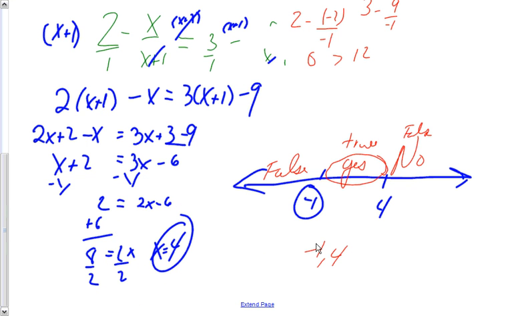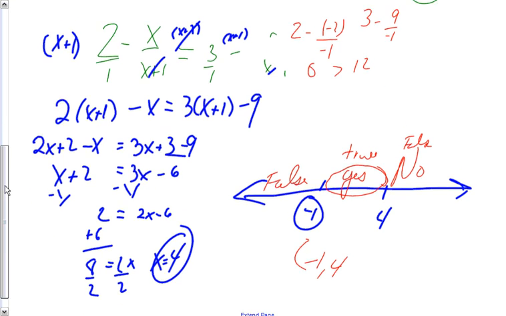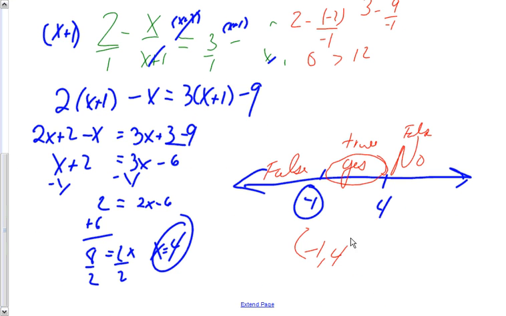-1 to 4, automatically circled, it's a parenthesis, 4. Is it a bracket or a parenthesis? Well, if it's no bar underneath, it's got to be a parenthesis. So x has got to equal, in this case, between -1 and 4.